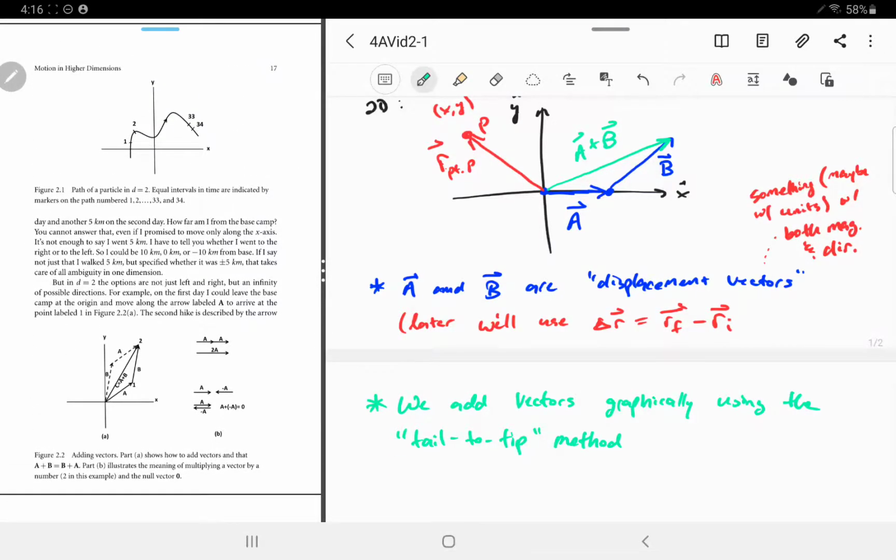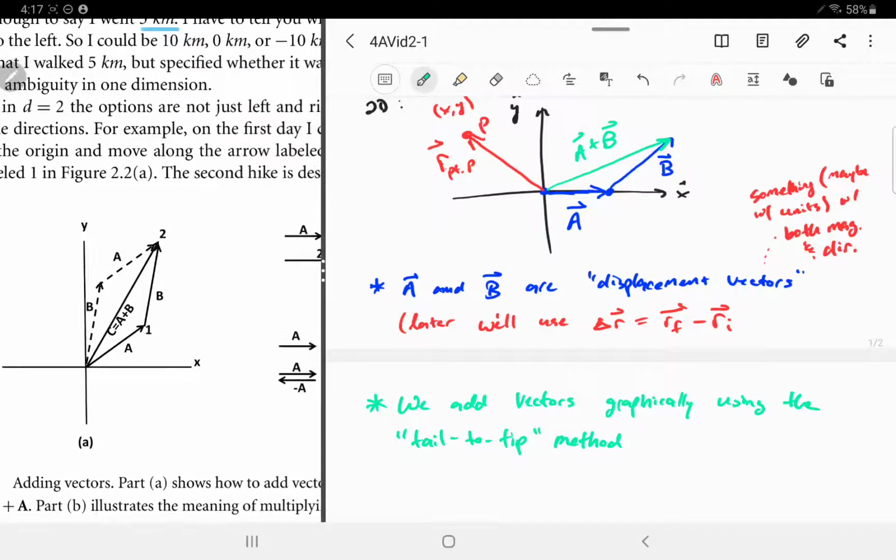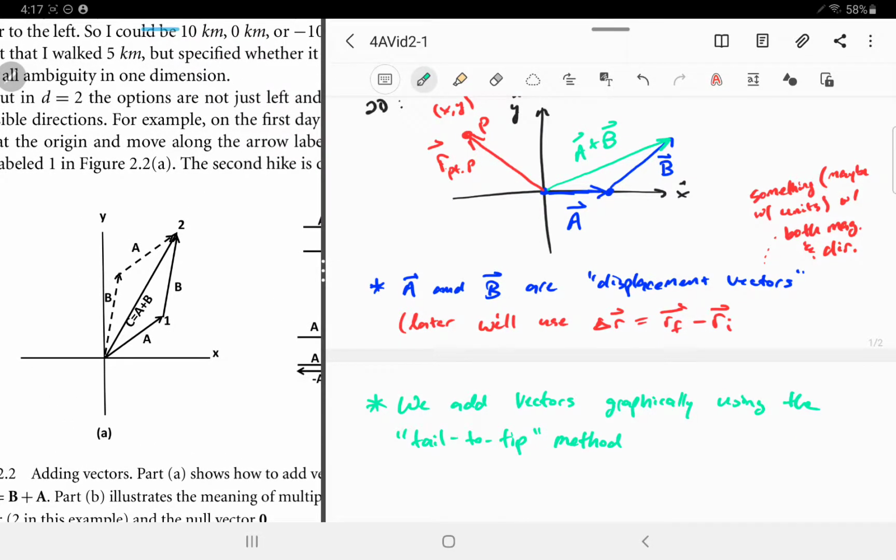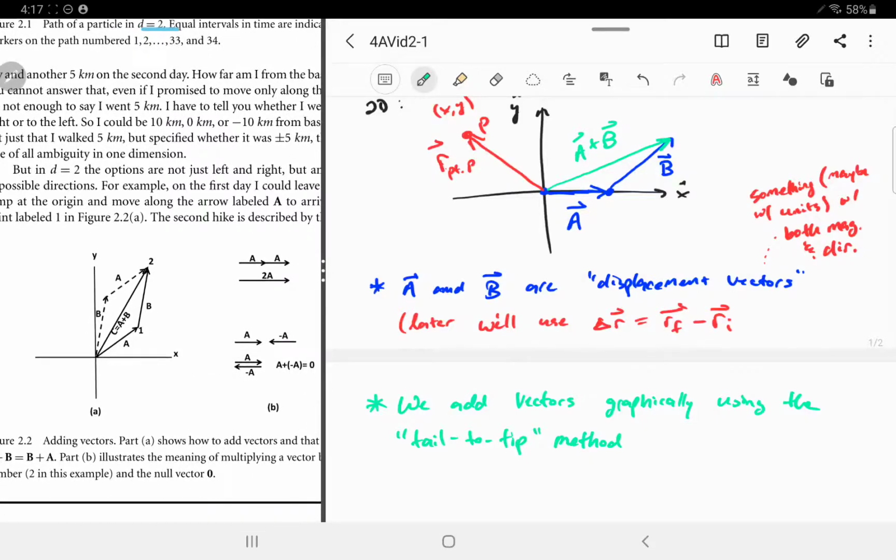Okay, so your book also talks about this. It has A and it has B, and it chains them together, and then C is A plus B. So from the very beginning of A to the very end of B, that'll be the vector addition of A and B.